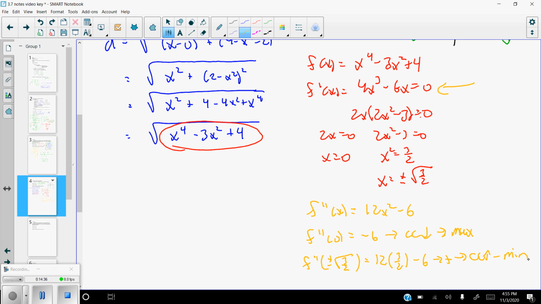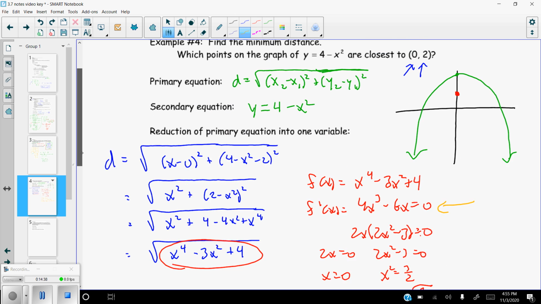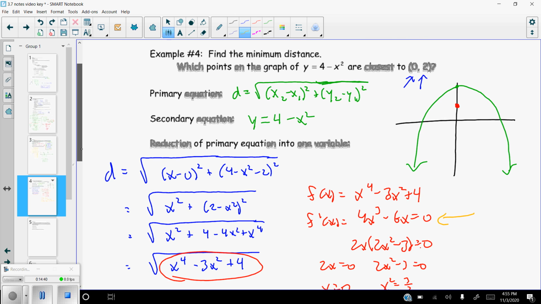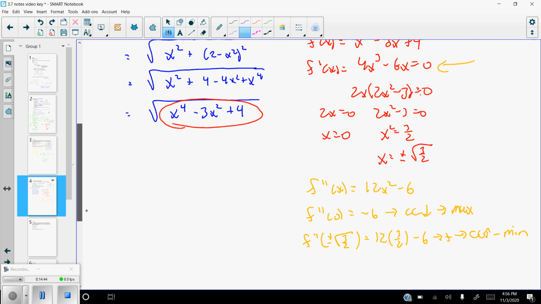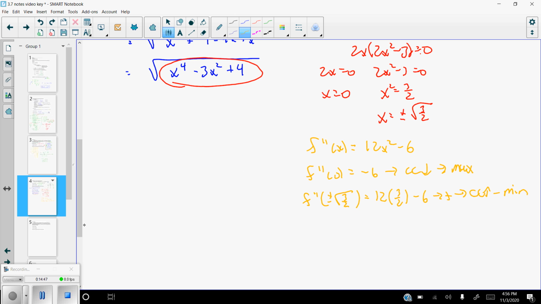So what does the actual question ask? Since we have now found the x value, it says which points on the graph are closest to (0, 2). So this is giving me the x values, the square root of 3 over 2 and negative square root of 3 over 2.